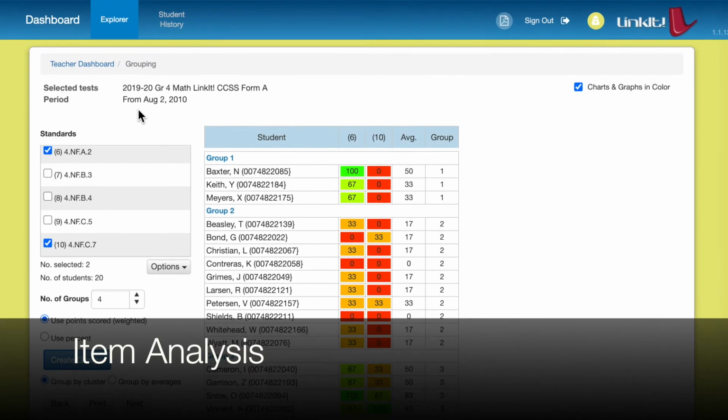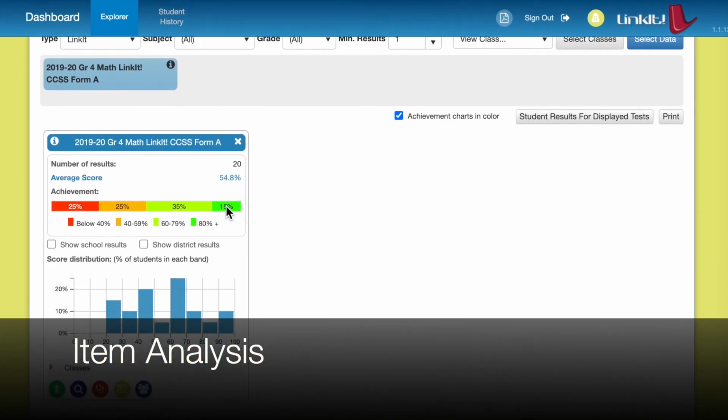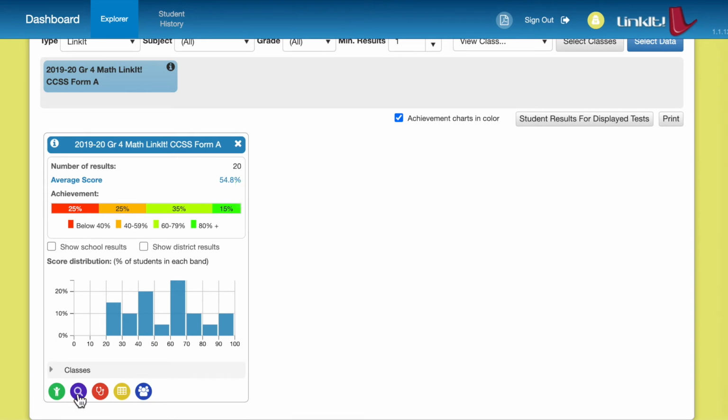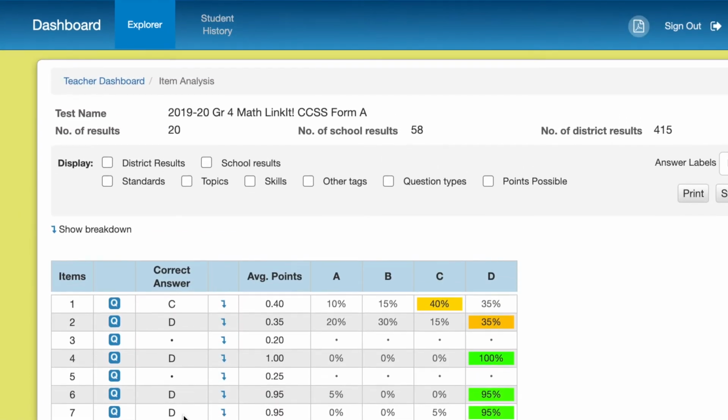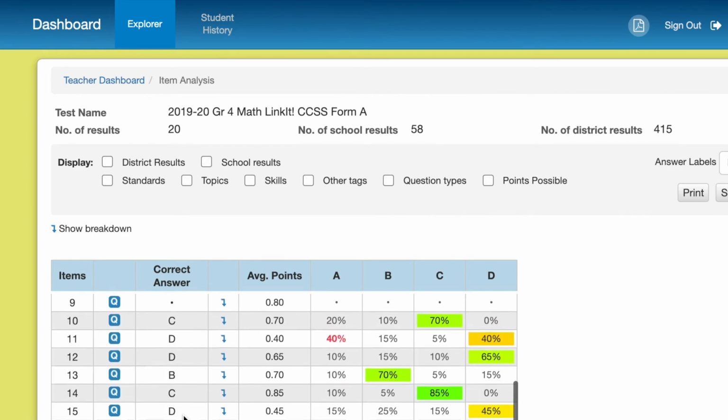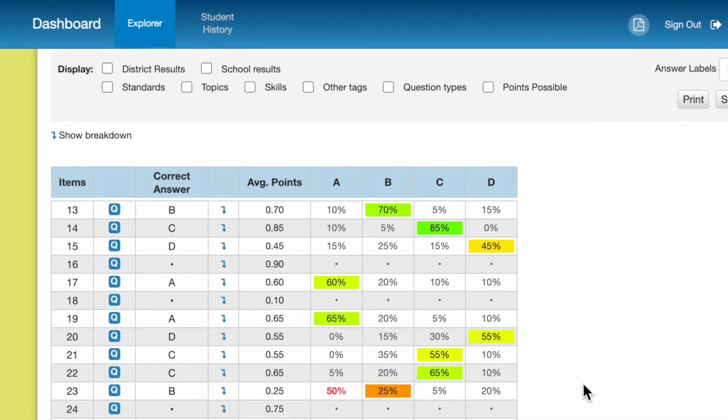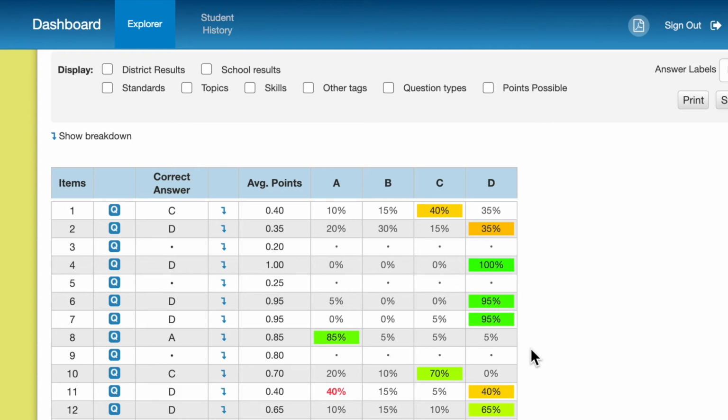All right, the third tool, which I can use after the assignment, is the item analysis. The item analysis looks at the specific questions in the assignment, and it tells you what are the correct answers, and then if there were any significant areas where there was a common error. So here on question 11, 40% of my students got the correct answer, but 40% of them also chose answer A. So maybe there's an opportunity there, maybe there's just a general misunderstanding.